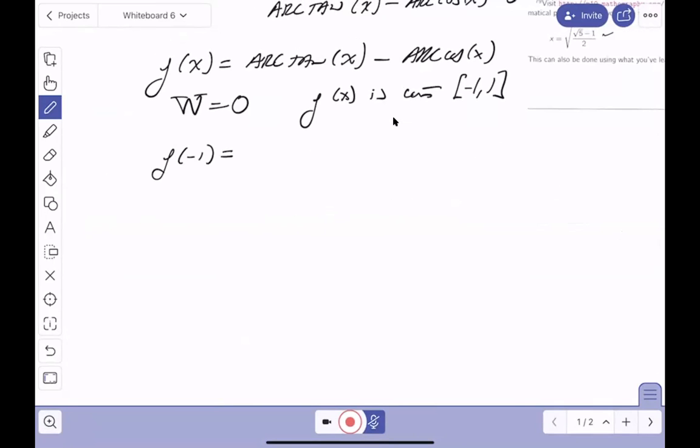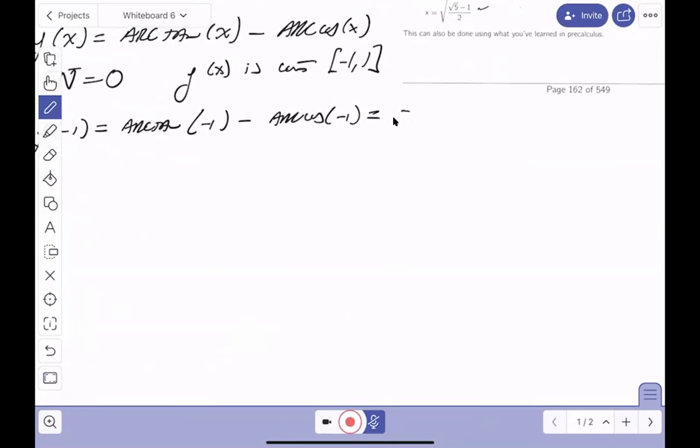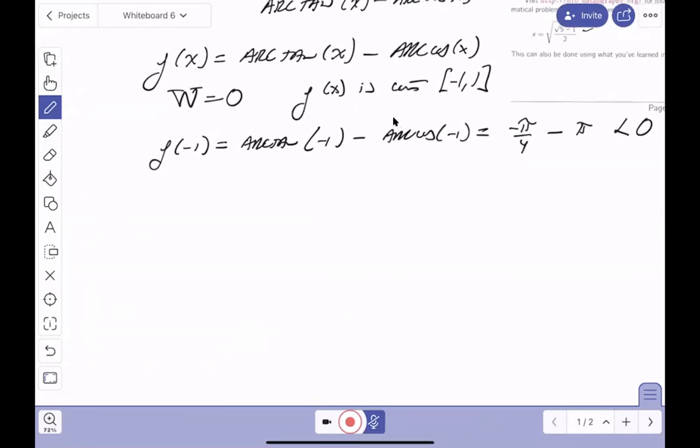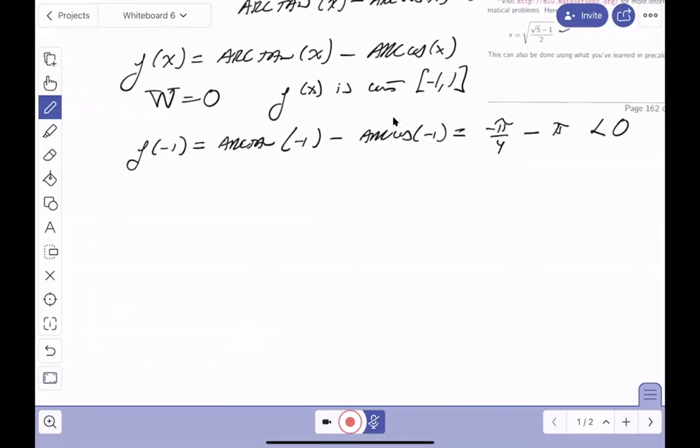And what would you get? Let's write this down. Arc tangent -1 minus arc cosine of -1. And again, I'm not memorizing, I'm reasoning. This is going to be minus pi over 4 minus, what's the arc cosine of -1? That would be pi. I'm going to say this is clearly a negative number. I don't get to do much beyond that. Now, by the way, if it's below 0, I'm hoping that f of 1 is above the 0. I don't know. Let's take a look.